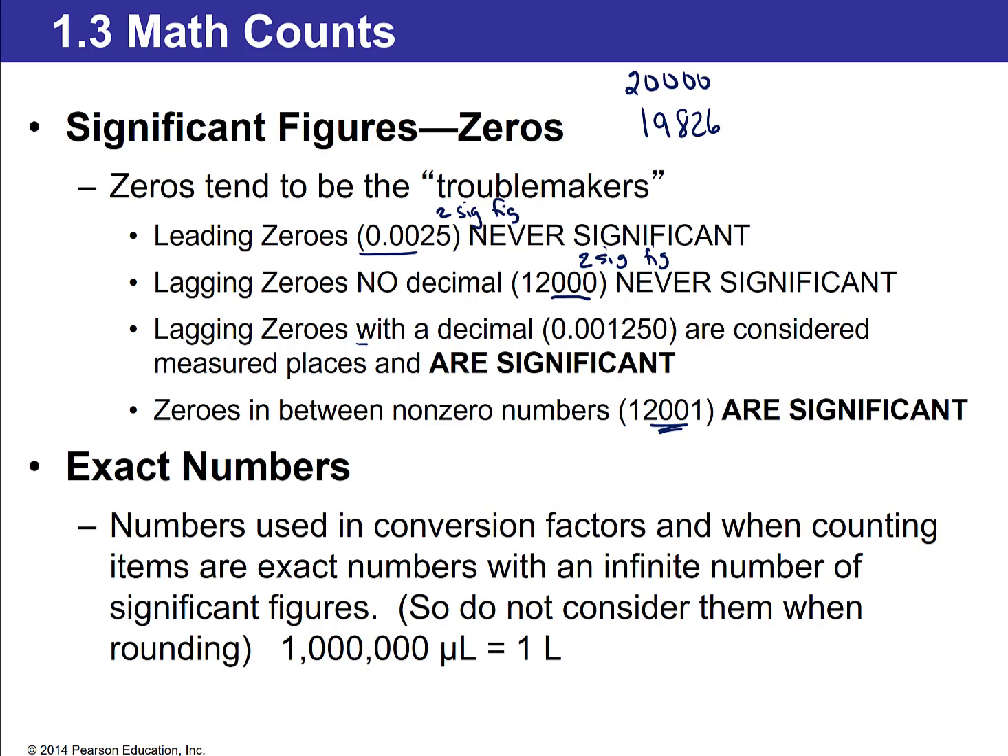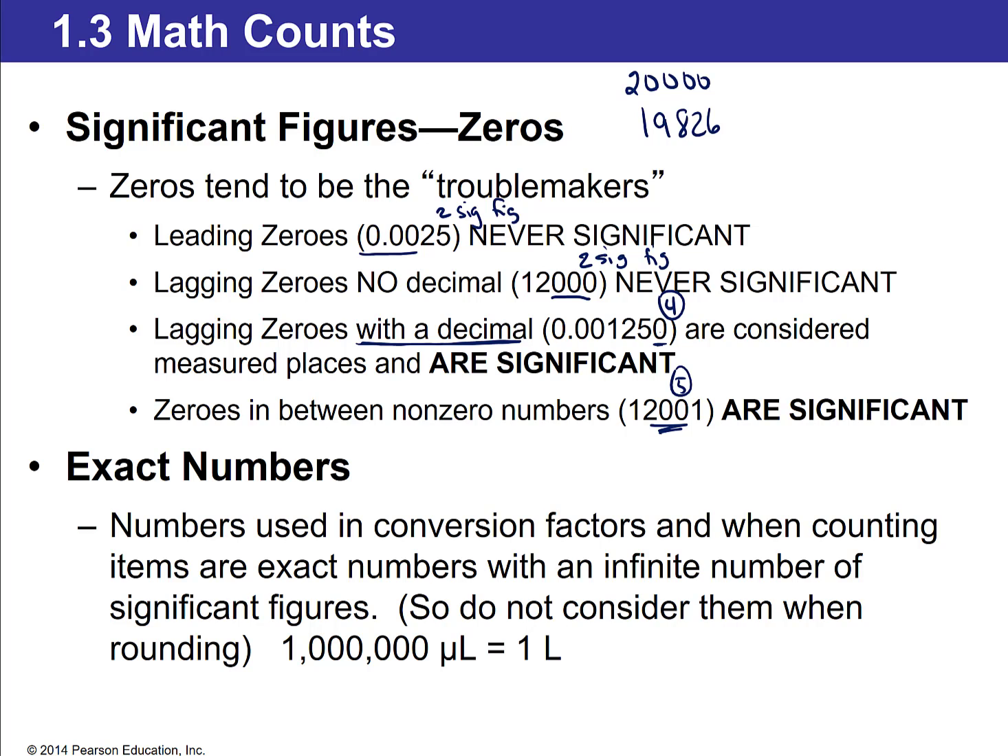And lagging zeros with a decimal indicates a much more exact number. So 0.001250 means that I actually measured all the way to this decimal place. So that ending 0 is significant. So this would be 4. This one would be 5. Zeros in between non-zero numbers and zeros at the end of a number with a decimal place.